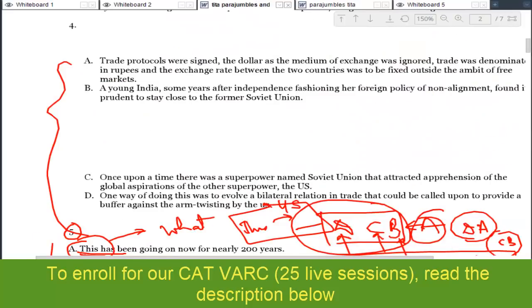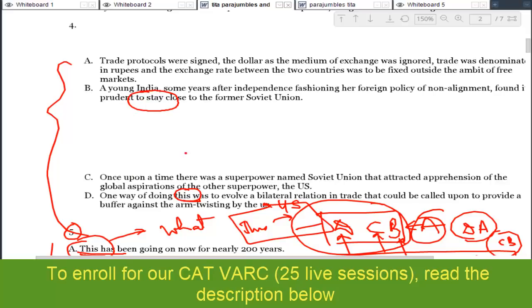Correct. So this is one of the easy questions, and I think every one of you should get this kind of question correct. Why? Because now here, one way of doing this refers to what? To stay close to the Soviet Union. Are you getting my points? That is where we went wrong.